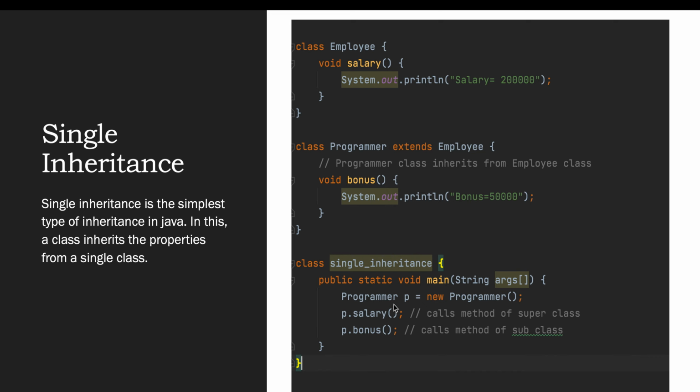So p is nothing but a programmer type object, and using that you are able to call the employee class method. Here p.salary represents calling the method of the superclass, right? This method is available in the superclass, but using the subclass object, the programmer class object, we are able to call it. And if we write p.bonus, using the subclass object we are calling the method of the subclass. So this is how we can represent single inheritance.